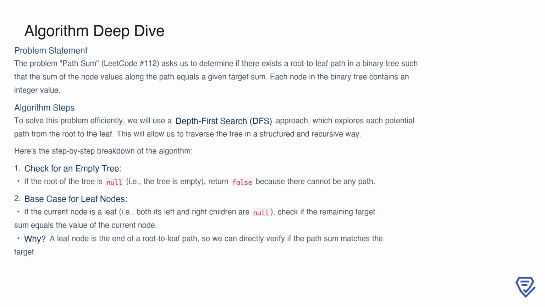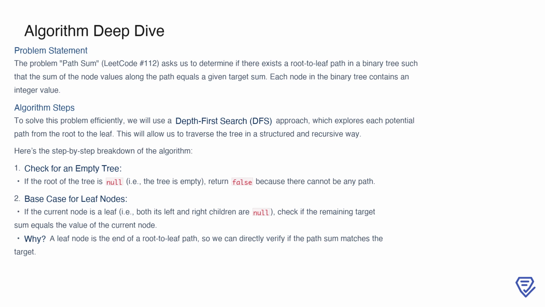The problem Path Sum asks us to determine if there is a root-to-leaf path in a binary tree where the sum of the node values along that path equals a specified target sum. Each node in the tree contains an integer value. To solve this, we'll use depth-first search, or DFS, which is a recursive approach to explore all potential paths from the root to the leaf nodes. Let's break down the algorithm.